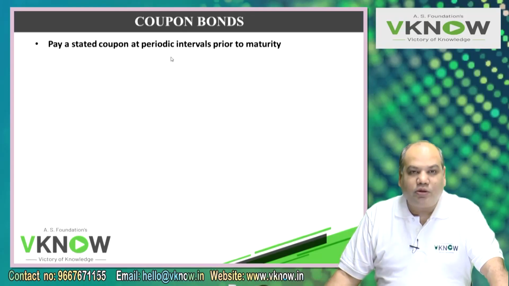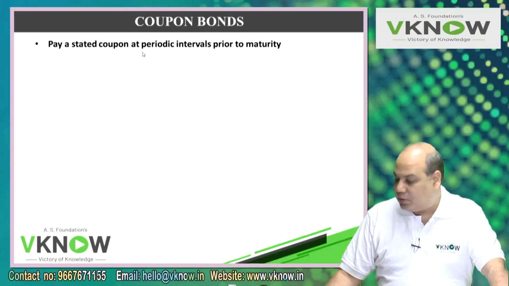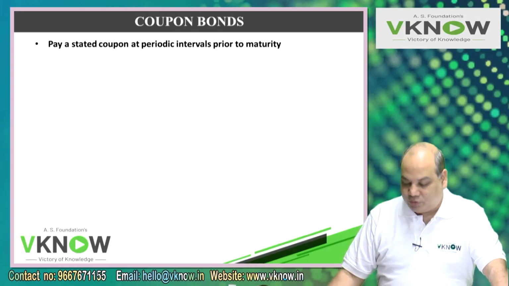The most common type of bond is coupon bond. So what are coupon bonds? Coupon bonds will pay a stated amount of coupon at periodic intervals prior to maturity.